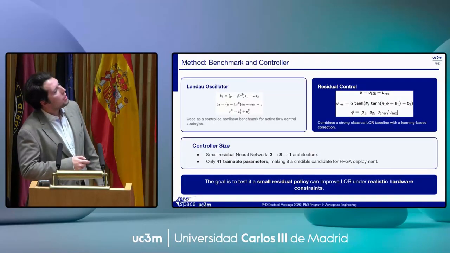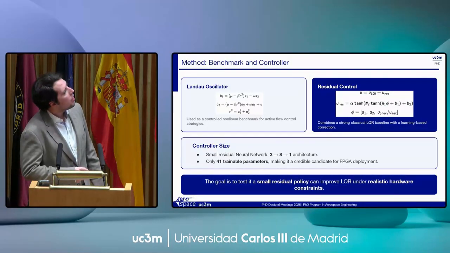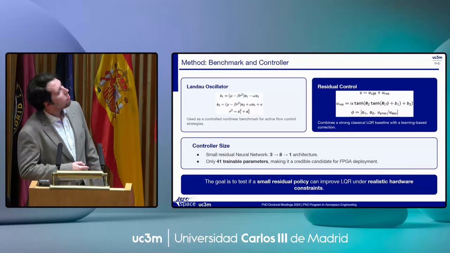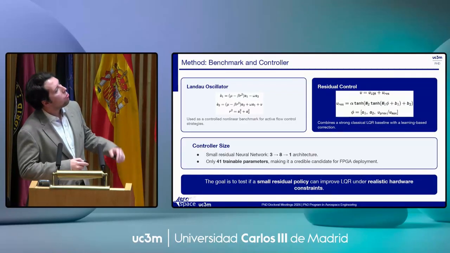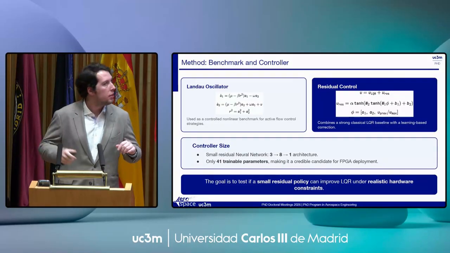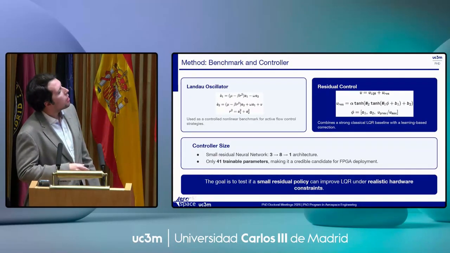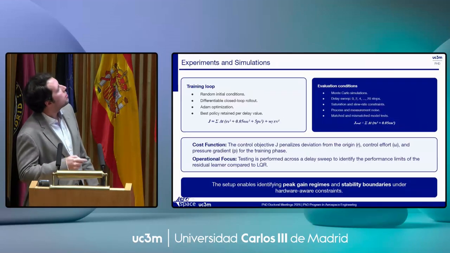The residual control is basically a small neural net, a really easy architecture. It can be coded in under 10 lines of Python. And basically, it combines both things, but we're always limited by the LQR output. So we make sure that we have a controlled experiment. As said, a small residual neural net, 3-8-1, and only 41 trainable parameters. The goal is to test if a small residual policy can improve LQR under realistic hardware constraints.